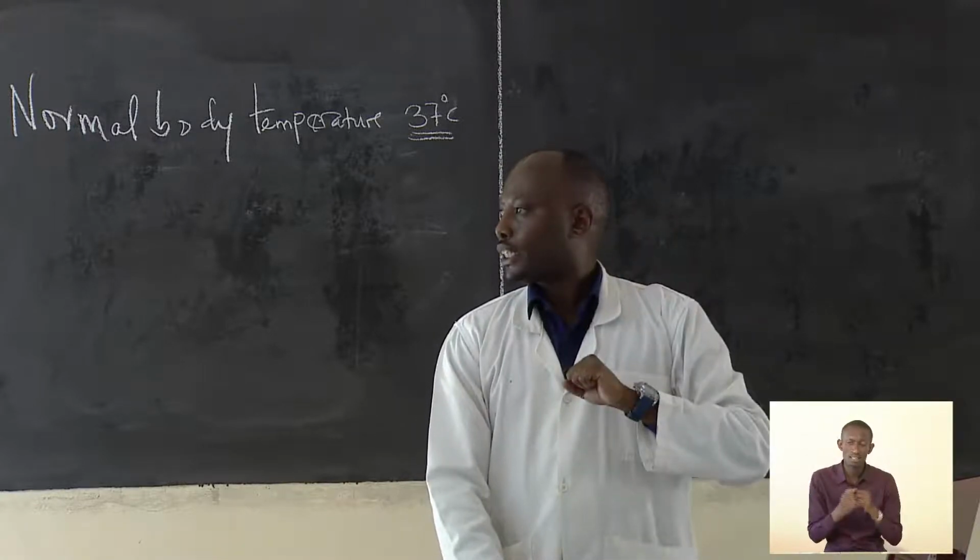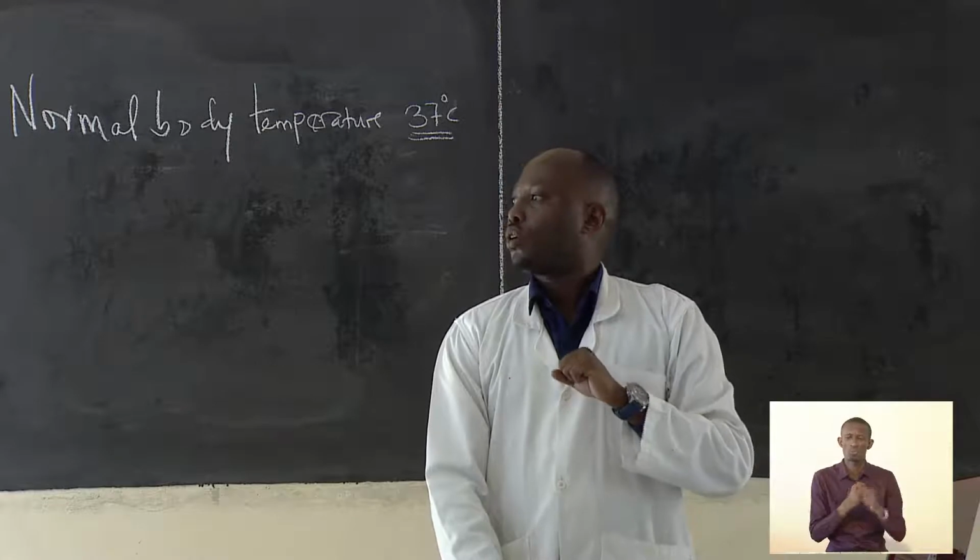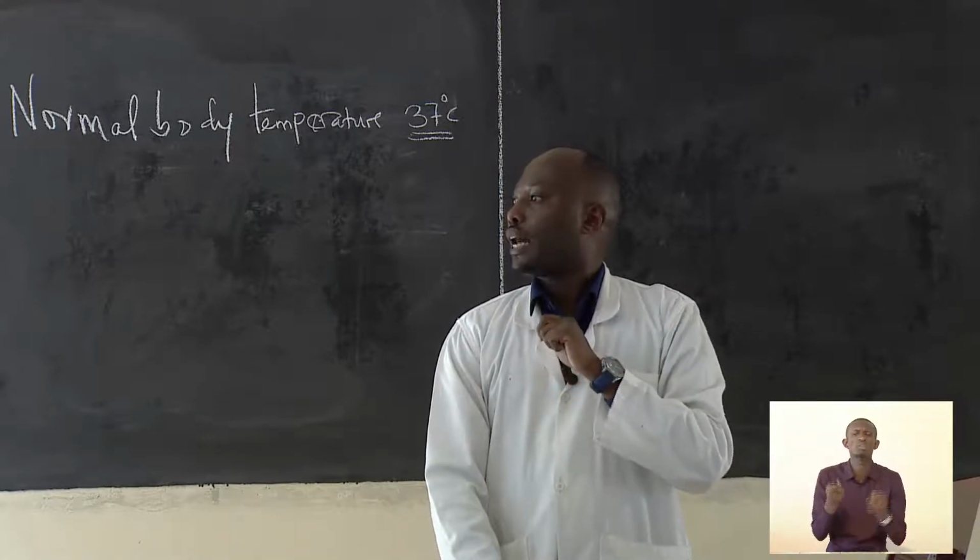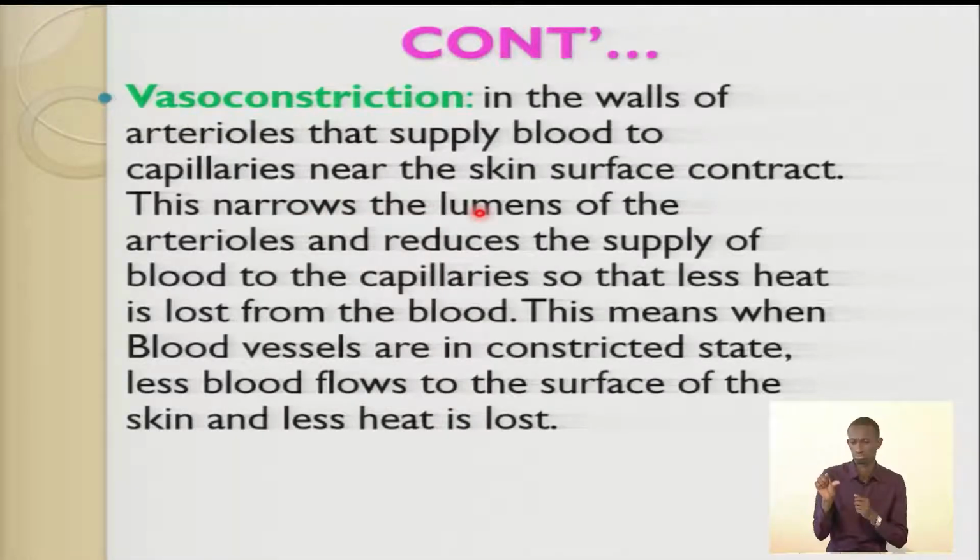Once they contract, what will happen? This narrows the lumen. Narrowing makes the lumen become very small. Get what I'm saying? It is the narrowing of the lumen of the arterioles, and it reduces the supply of blood to the capillaries so that less heat is lost from the blood. In that way, the heat will not get lost from the blood. All right? The heat will be maintained in that way.